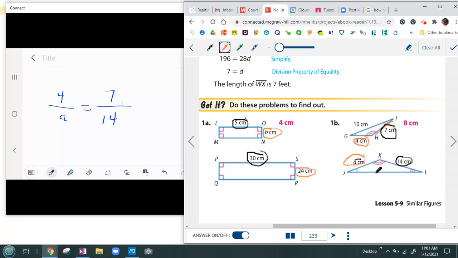Now I can solve proportions in other ways. They're just equal fractions. If I see that 7/14 is equal to 1/2, then what would make this equal to 1/2? That would mean A would have to equal 8. Or I can do the cross multiplication thing and solve it that way as well. But I know that A equals 8.